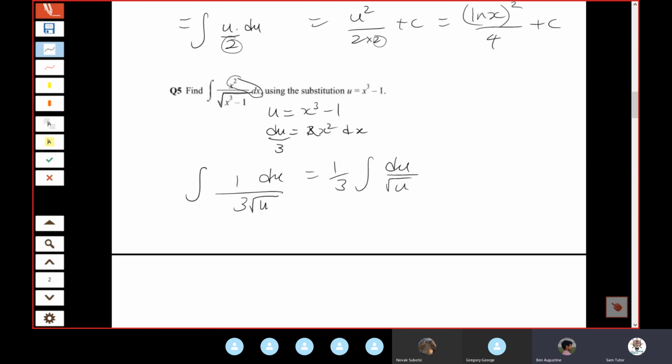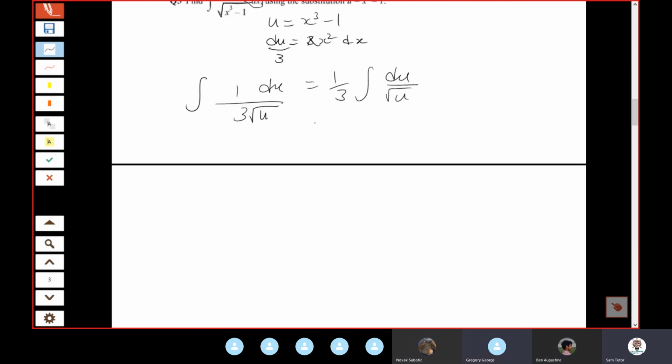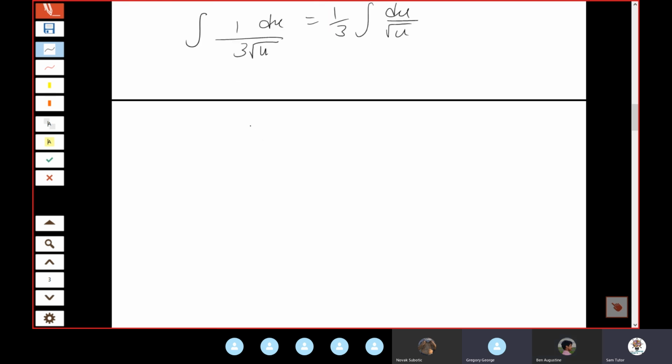Are you allowed surds? No. Next line. Let's just move it down here. No surds allowed. Third, are we allowed to have x's or u's in the denominator? No. You have to bring it up.